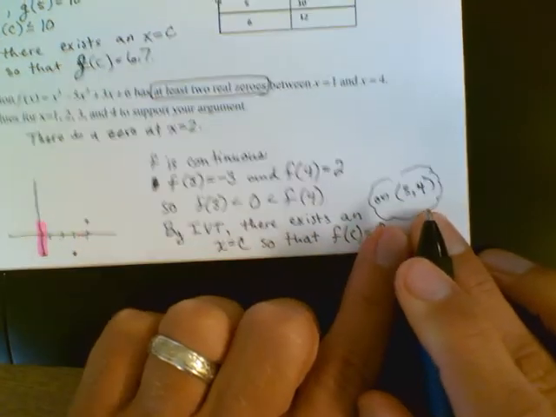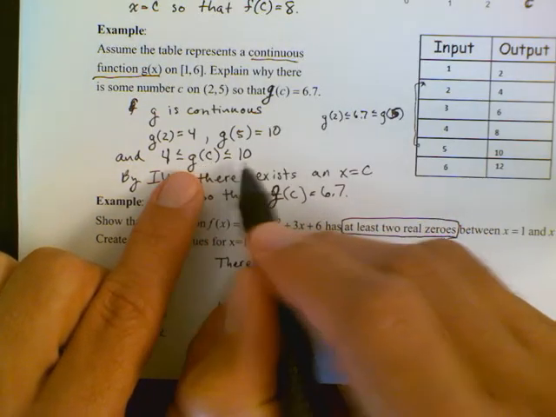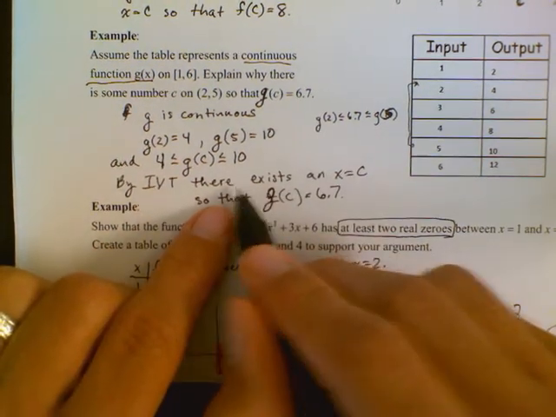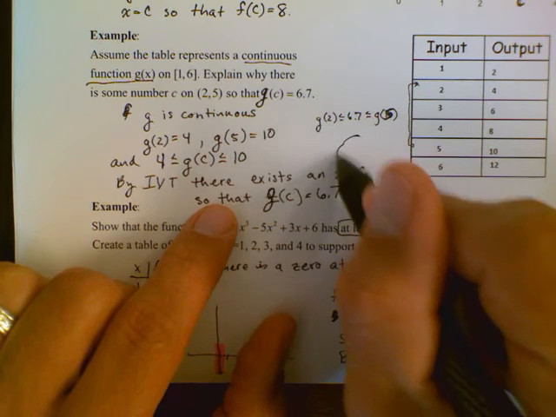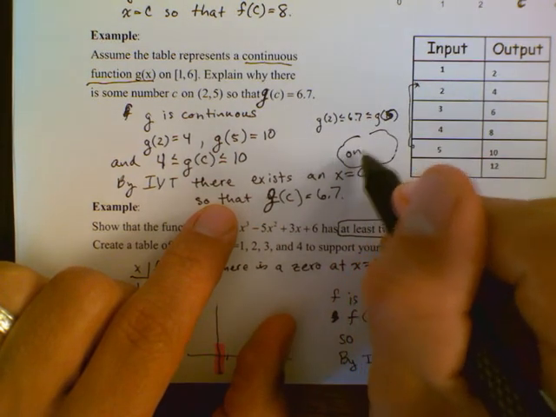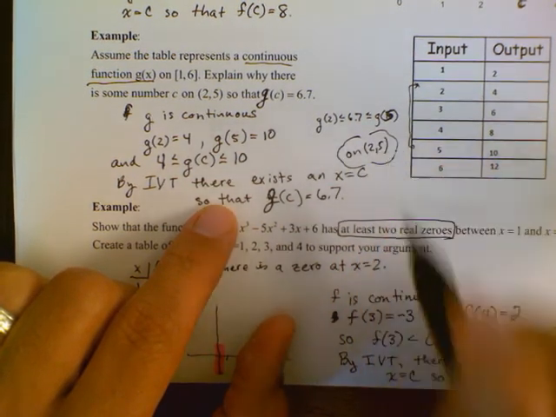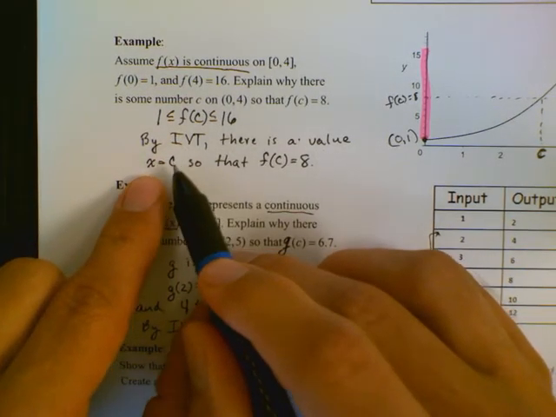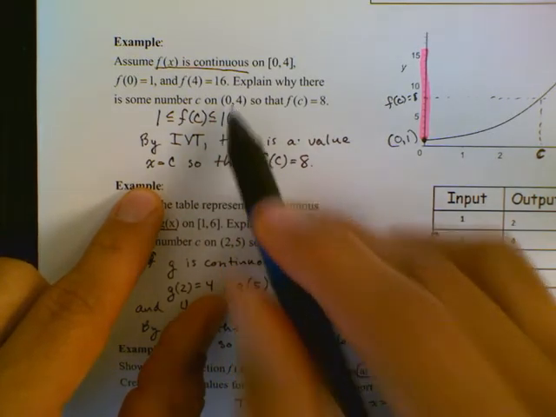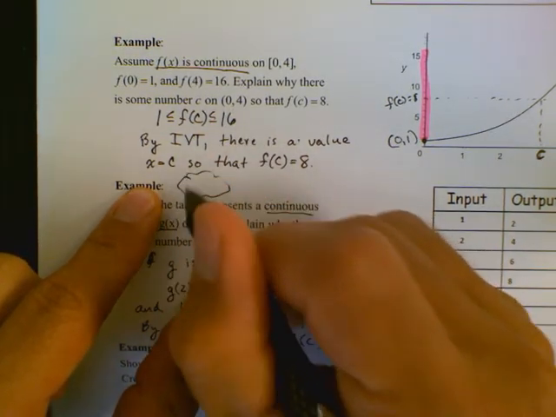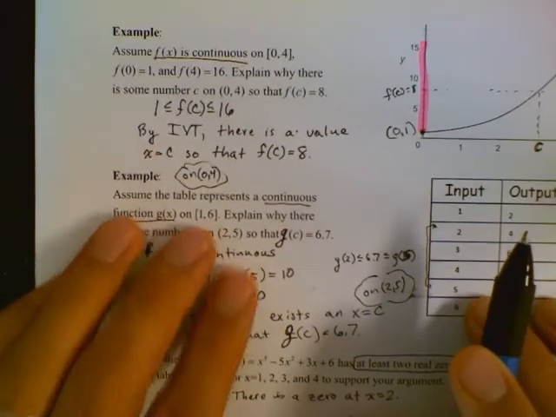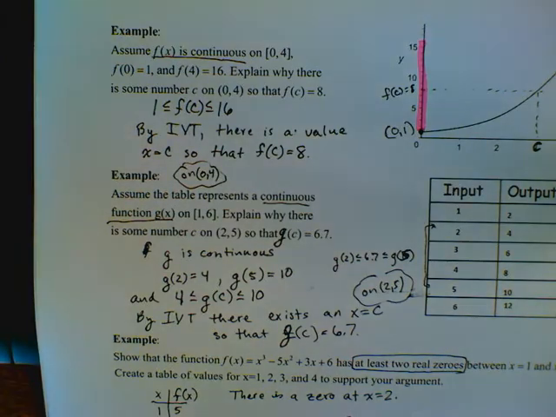And I should probably be more specific on all these other ones. So on this one, I should say on the interval from 2 to 5. By IVT, there exists an x equals c on the interval from 2 to 5. By IVT, there exists a value x equals c on the interval from 0 to 4. That's one little correction that I would make throughout the page if I were to re-record this video.